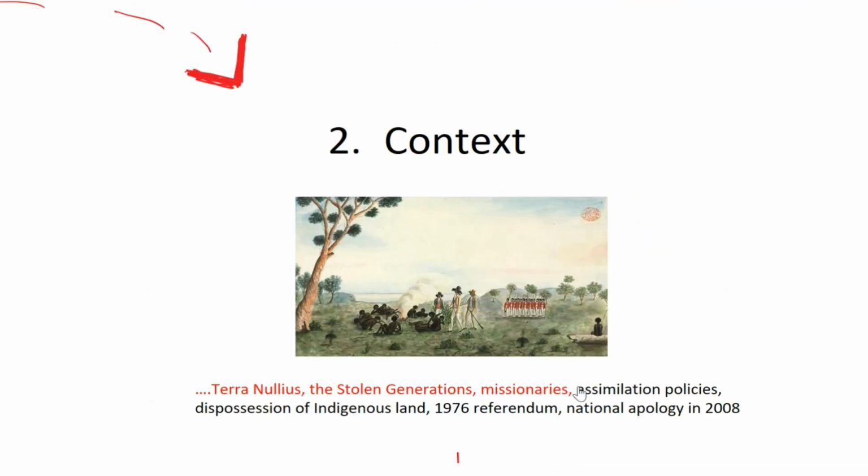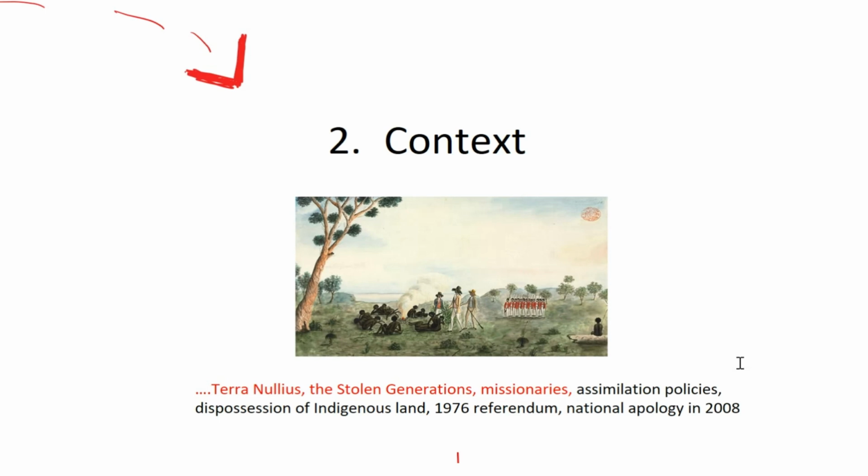This poetry collection is not fiction. It's a book surrounding real-life events from the past and present, that will ultimately have an impact on our future. Hence, we must recognize the root of its discussion, or in other words, its context. Terra nullius, the stolen generations, missionaries, assimilation policies are all examples of contextual points of discussion in this collection.